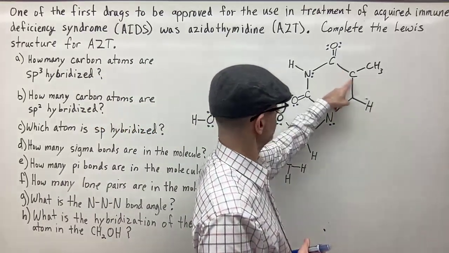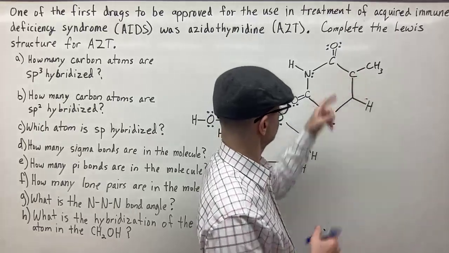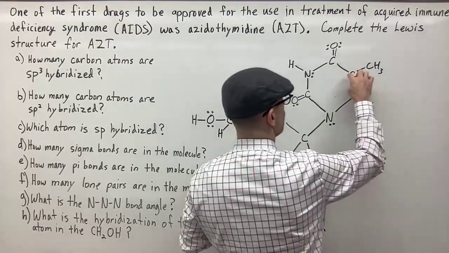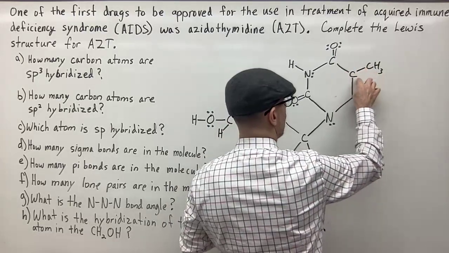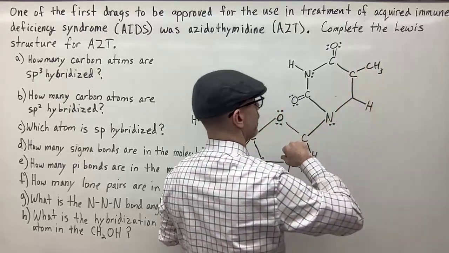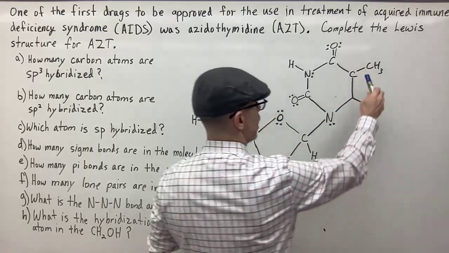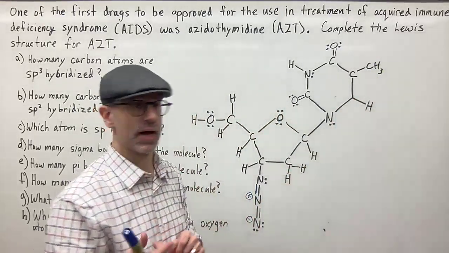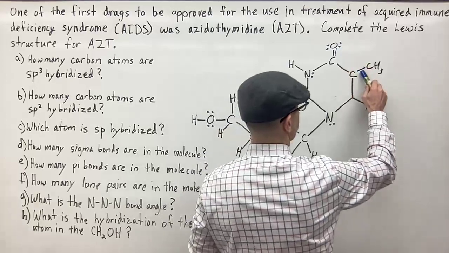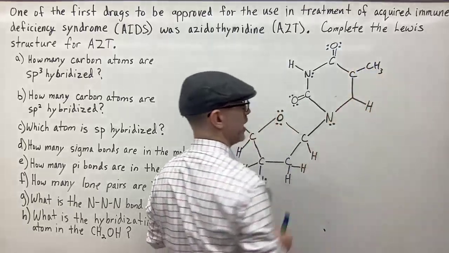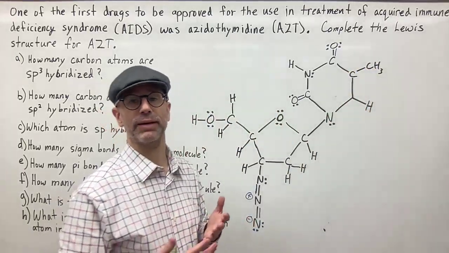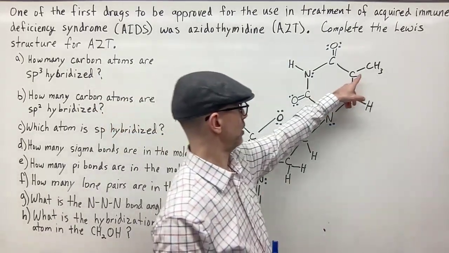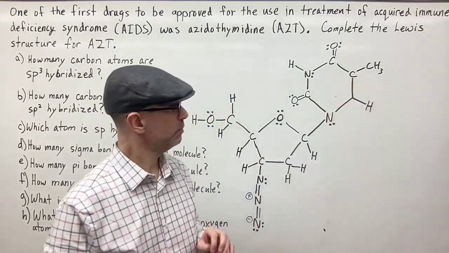Here, this carbon has 3 bonds, right? This carbon has 3 hydrogens bonded to it, so that's 3 bonds, plus the 4th one here. So this carbon already has 4 bonds. We're not going to be able to give it a 5th bond, so we can't put a double bond there.